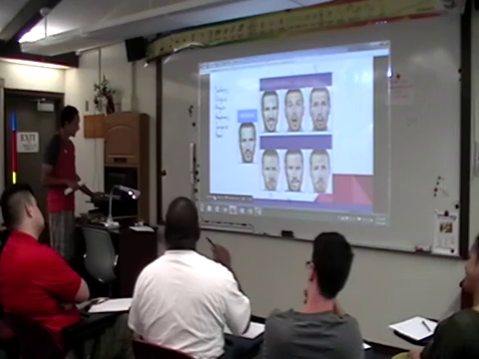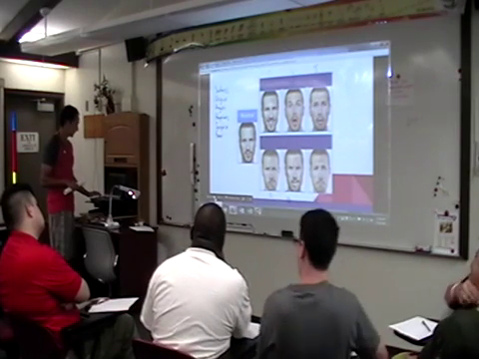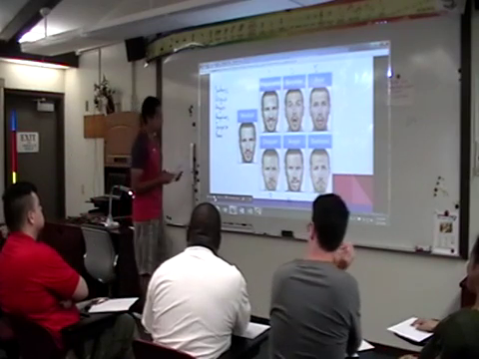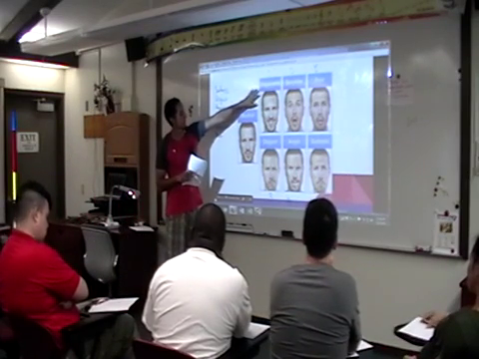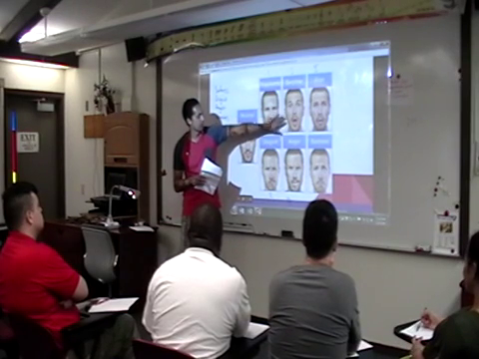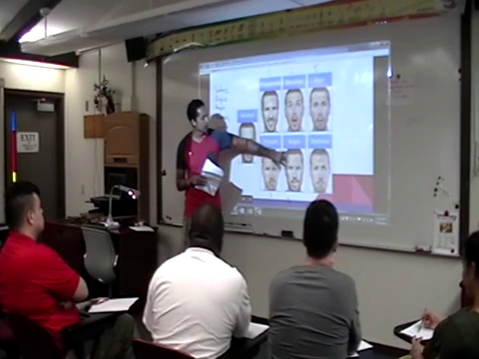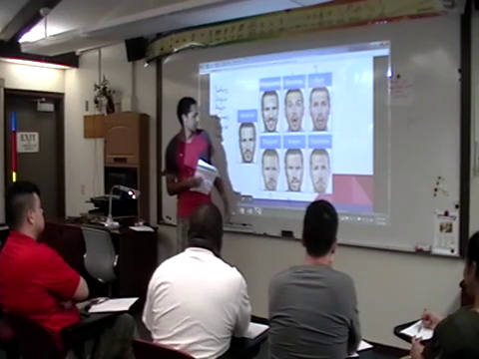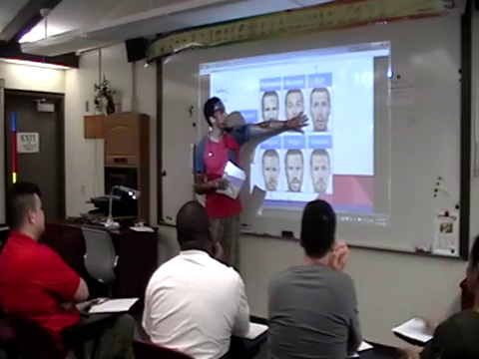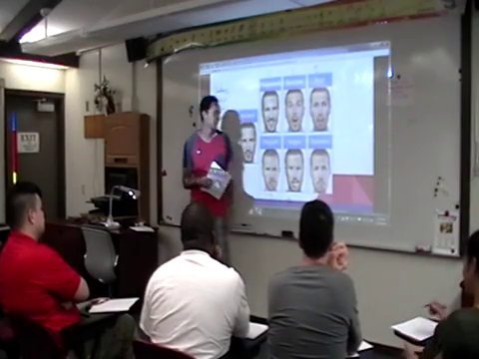So, let's reveal. For number 1, we have happiness. Number 2, we have disgust. 3, this is surprise. 4, anger, eyes are squinting, his lips are closed up tight. Fear is number 5, and 6 is sadness, okay?